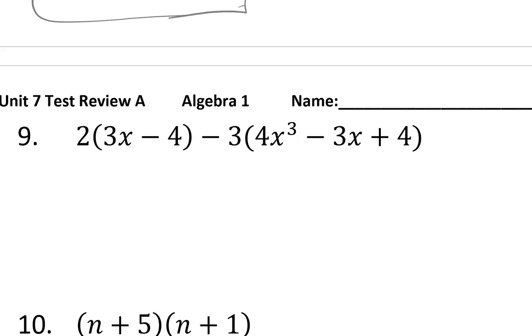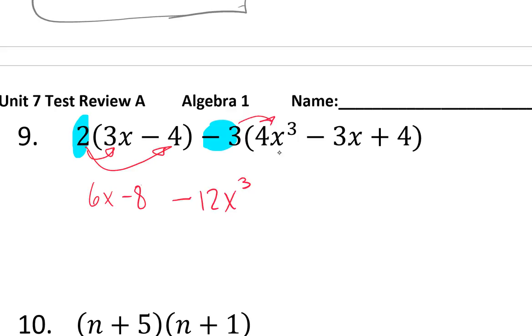Again, we're going to have to distribute these two values. Okay, so we get 2 times 3 and 2 times negative 4. So we get 6x minus 8. Negative 3 times 4x cubed is negative 12x cubed. Negative 3 times negative 3 is positive 9x. Negative 3 times 4 is negative 12.